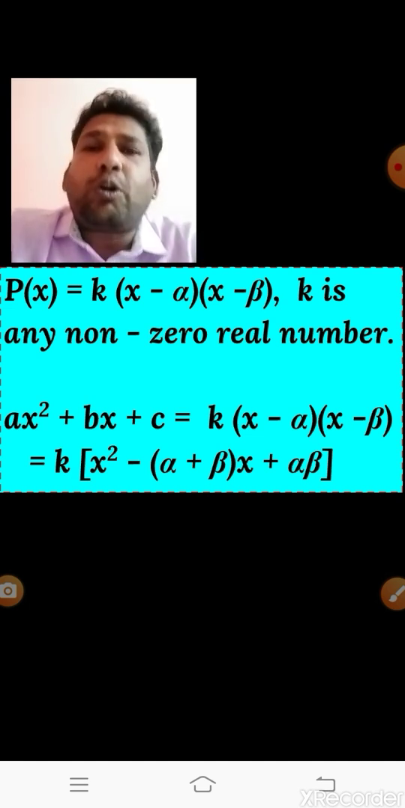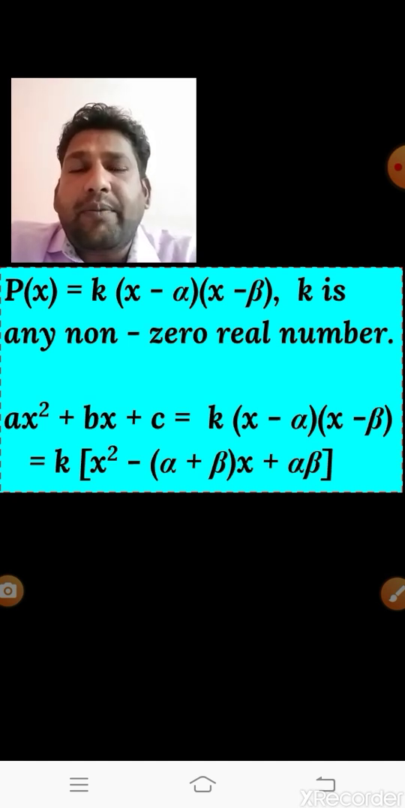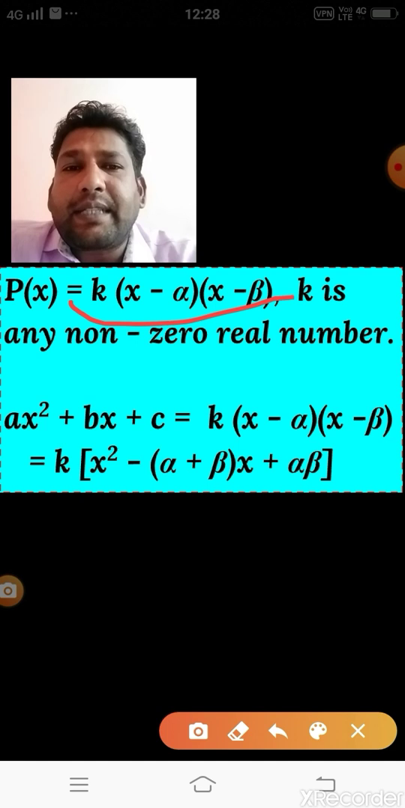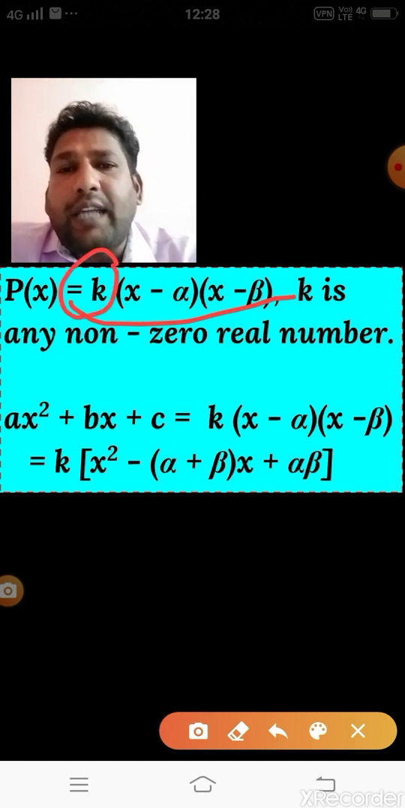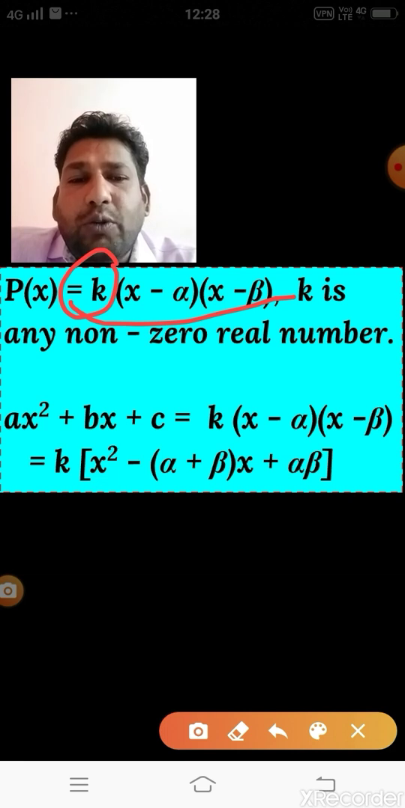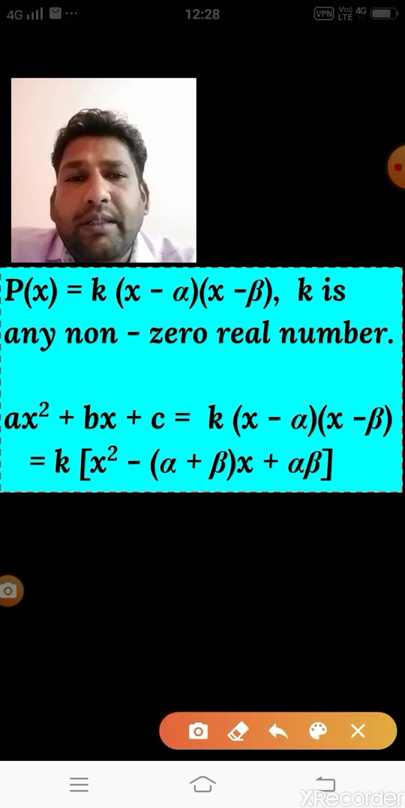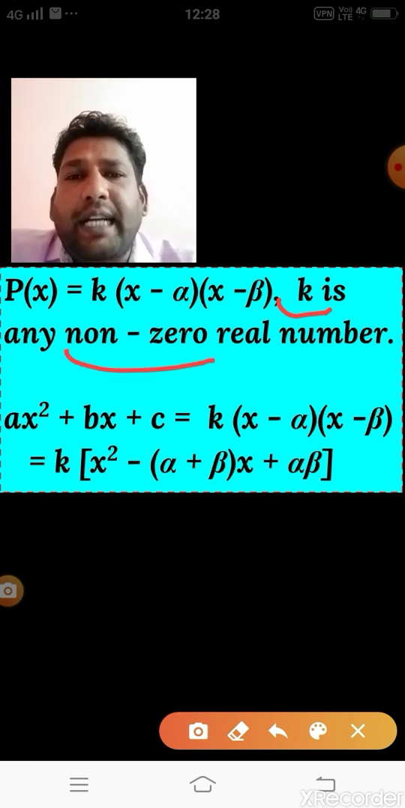What have we taken as the polynomial p(x)? We have taken the polynomial p(x) as ax square plus bx plus c, and the factors we are getting are x minus alpha and x minus beta. And what we know, we are able to find p(x) by multiplying these two factors, x minus alpha and x minus beta. And here I am taking one more value k. p(x) is equal to k into (x minus alpha) into (x minus beta), where k is any non-zero real number. This you have to remember. k should be non-zero, because if you are taking 0, then we are getting a zero polynomial.